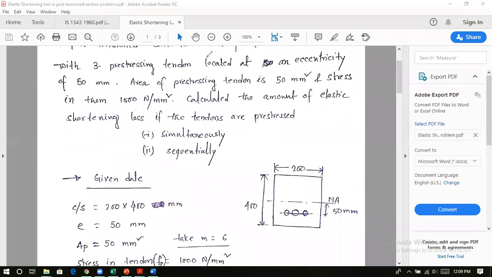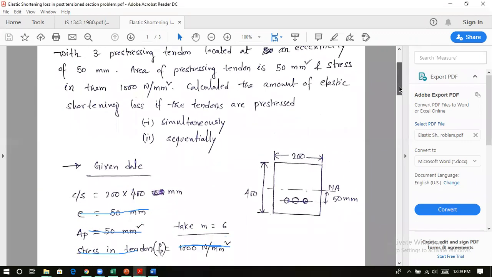Okay. Now let us note down the given data. The cross section is given as 200 by 400. Eccentricity of the tendon is given as 50 mm. Area of pre-stressing tendon is 50 mm square, and we will take the modular ratio value to calculate the losses as m equal to 6. Okay.